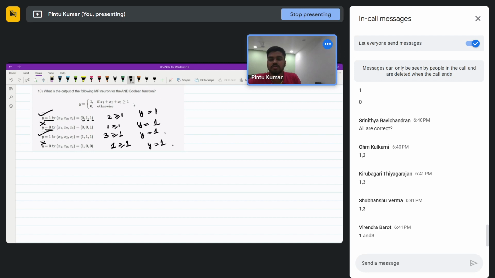And this should be y is equal to 1. I don't think this is the AND Boolean function. This is incorrectly written over here. This should be the OR Boolean function. Yes, this doesn't match over here. So probably some typo here.